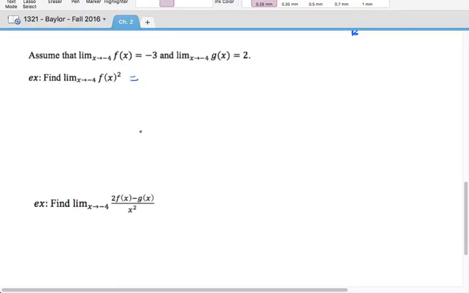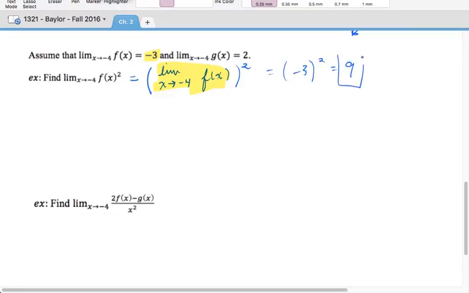Using limit laws, we could pull the limit inside the square. We could write it as the limit as x approaches negative 4 of the function f of x, and we can pull that limit into the square, so it's the square of the limit. Now, I don't know what f of x is, I don't have a function for it, but we are given that the limit as x approaches negative 4 of f of x is equal to negative 3. So we can simply plug that in and we get negative 3 squared, or 9.